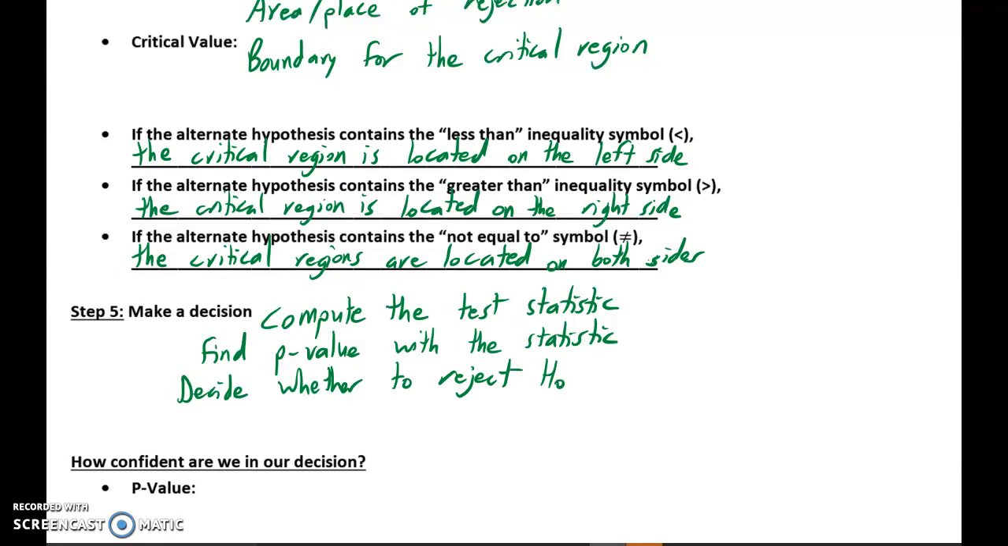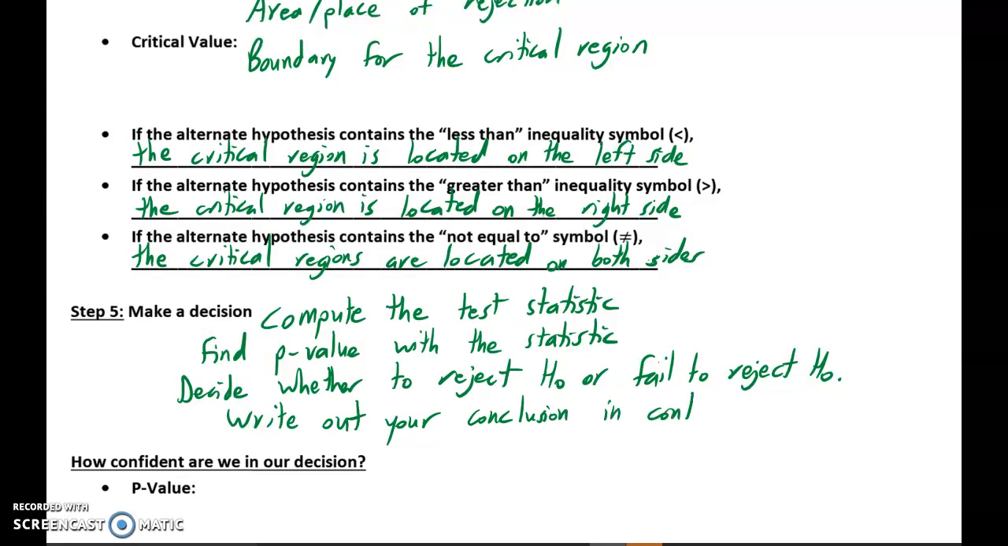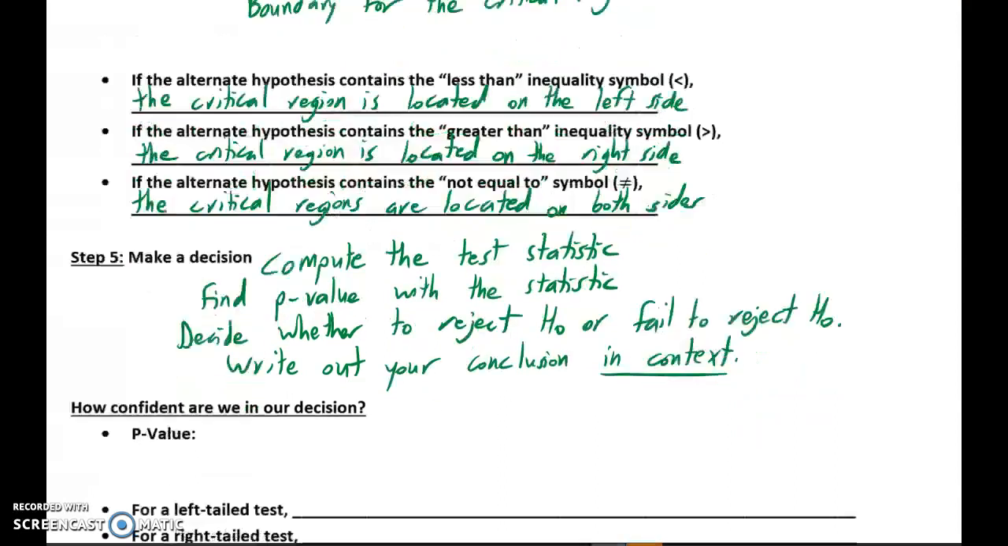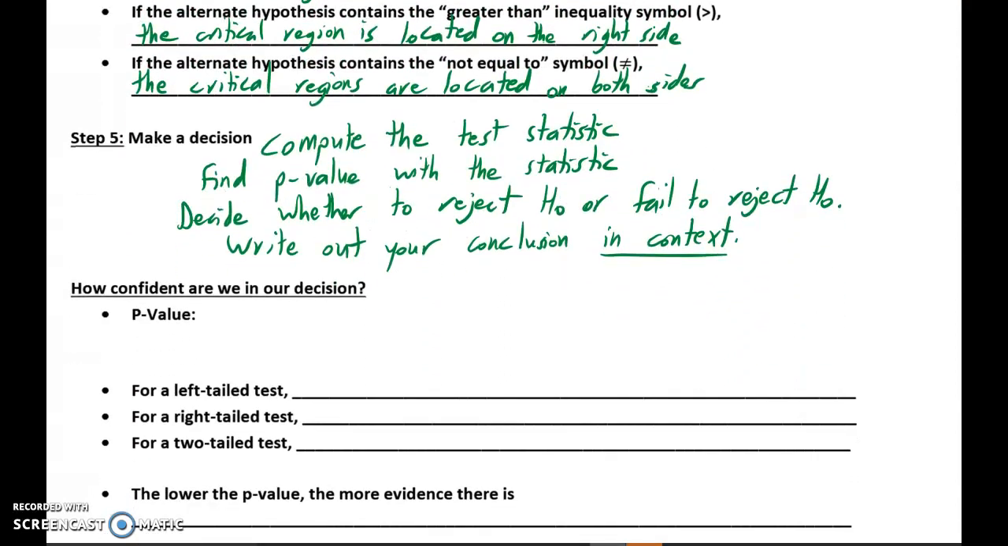Do we have enough evidence to reject the null? Or do we fail to reject the null? We don't have enough evidence to say that they're guilty. And then we're going to write out our conclusion in context. Don't just tell me reject the null. Tell me reject the null, and we do have enough evidence to say that something is different. Whatever the question's about.